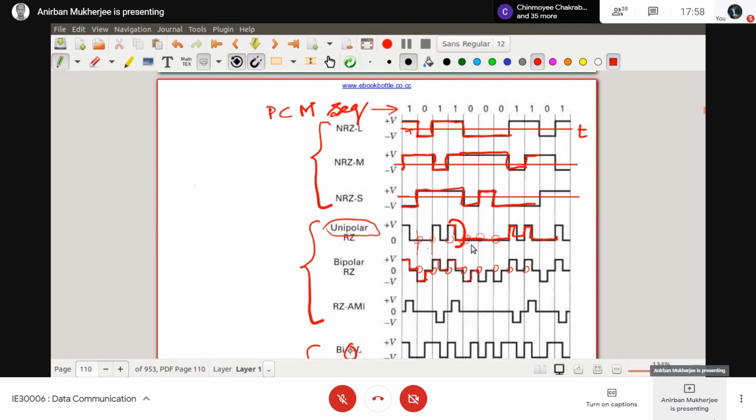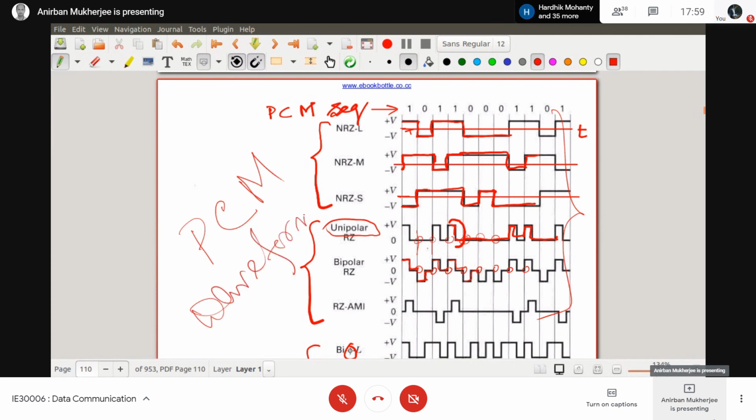Okay, so these waveforms are different PCM waveforms, mainly used to transmit the baseband signal. Mainly to transmit at kbps level some baseband line, say you want to transmit over a telephone channel. There you want to use this type of waveform. Sometimes we say this is called line code, means telephone line code.